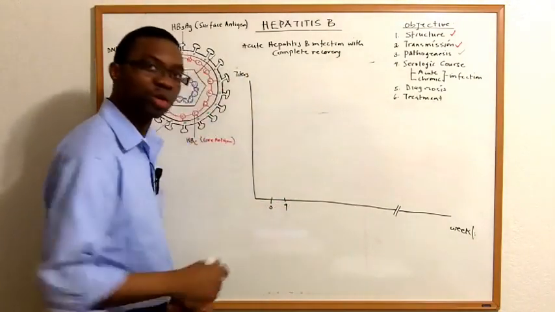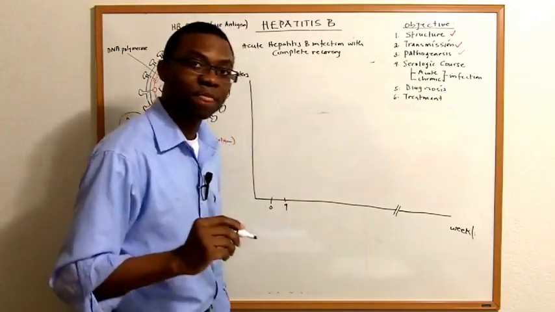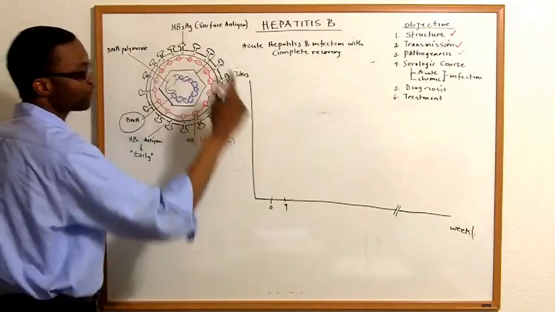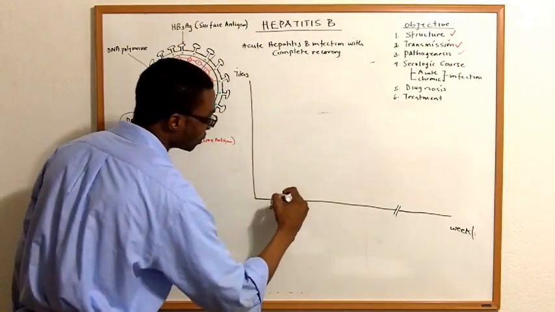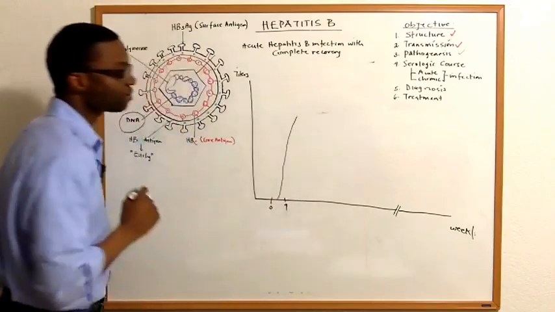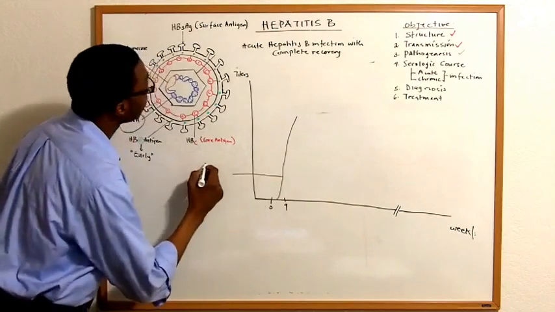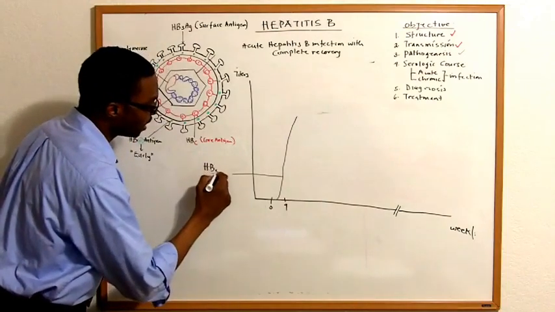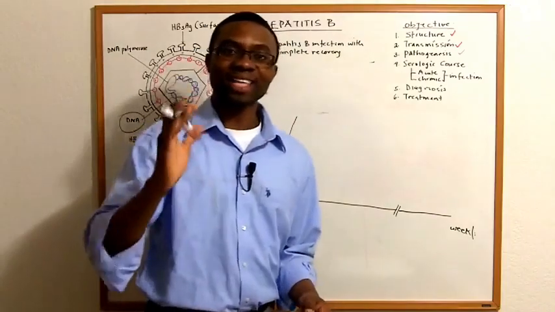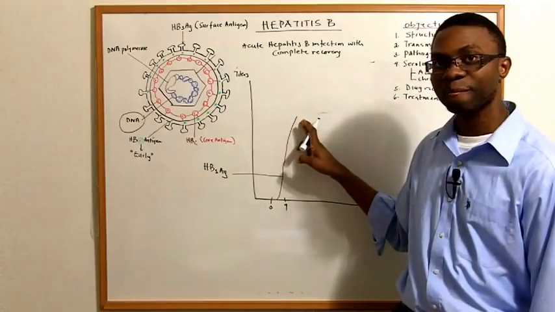So in the first 2 weeks, we're going to use black to represent the rise in the hepatitis B surface antigen. So, dun, dun, dun. See that? The hepatitis B surface antigen level is going to rise. That is showing us you have an infection of hepatitis B.